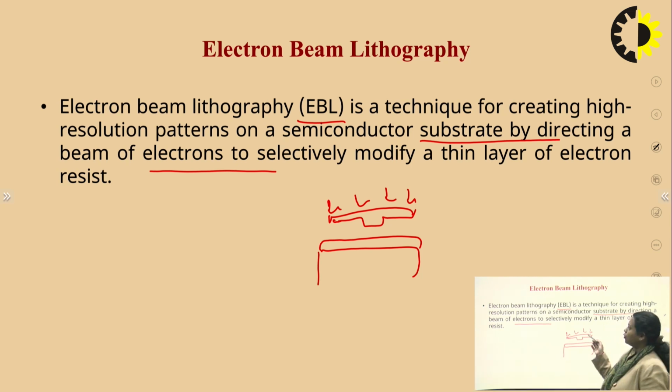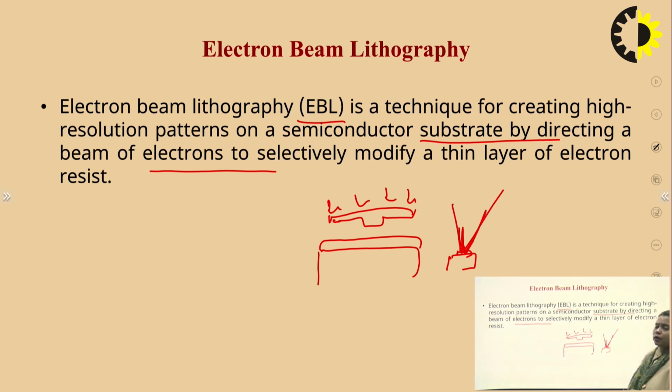And there is also one major difference: we get the pattern directly with the help of the electron beam. Directly, some kind of device is there and this is your substrate. So we get the design over to our substrate with the help of this method. There are no light rays, and there is no requirement of any kind of photoresist, right?